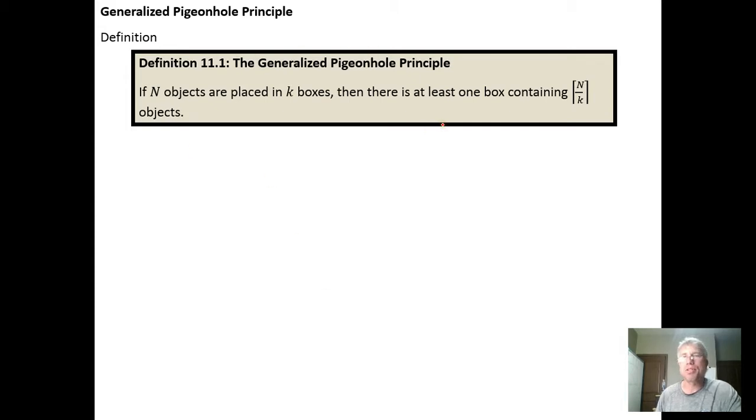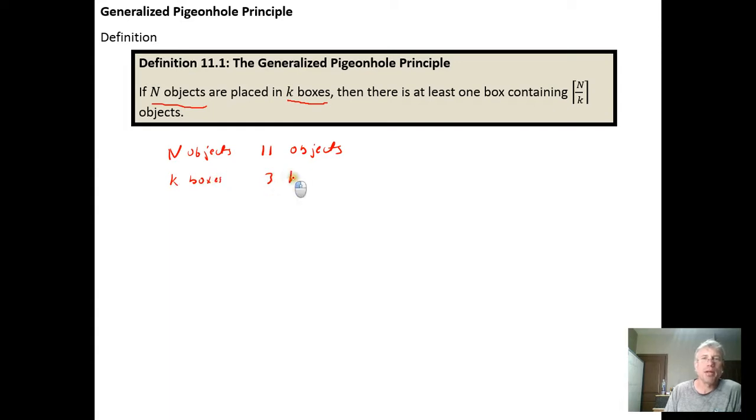So the generalized pigeonhole principle says, if we have n objects and we're placing them into k boxes, then at least one box contains the ceiling function applied to n over k. So the idea here is you have n objects. So let's say we have 11 objects for a concrete example, and we're going to place them into k boxes. So let's say, for a concrete example, that we have 3 boxes.